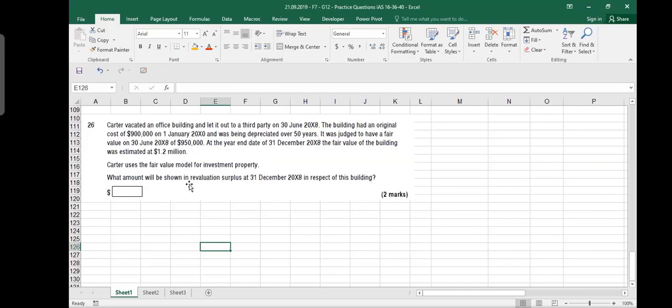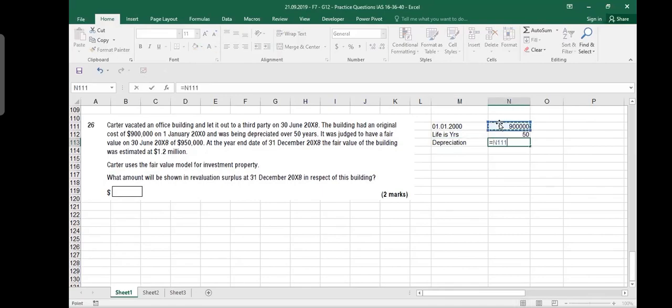So how much is the revaluation surplus? Now, let me first tell you what is happening. You purchased the asset on which date? 01/01/2000, okay? You purchased the asset on this date. And what was the cost when you purchased? 900,000. Life is in years, how much? 50 years. So how much is your depreciation? 18,000 per year. This much, 18,000 is your depreciation per year.